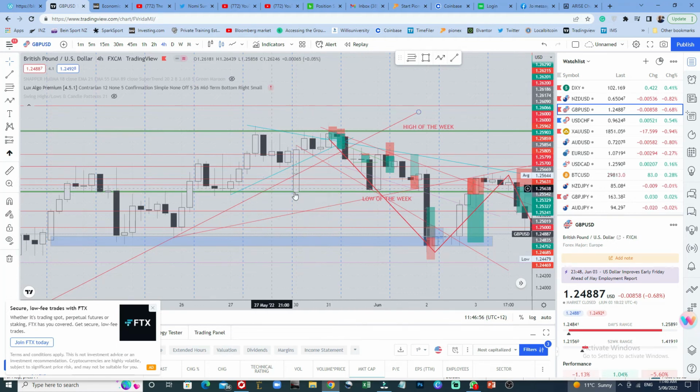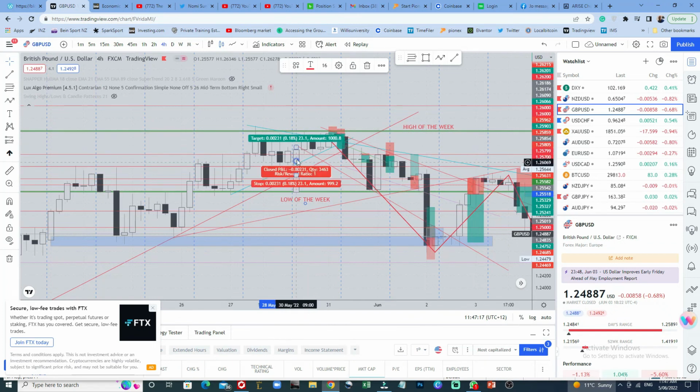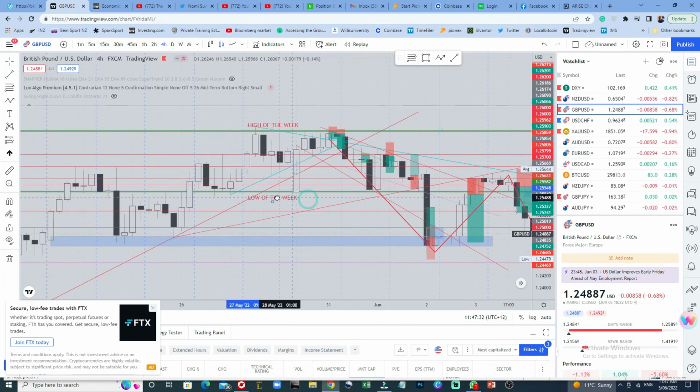I drew this line as my low of the week, and I also drew another line on top. The first two candlesticks, this candlestick and this candlestick, will give you the high and low of the week. This is the high of the week and this is the low of the week. Then you draw. I use a green line to identify the two lines. This is low of the week, high of the week. 30th here.